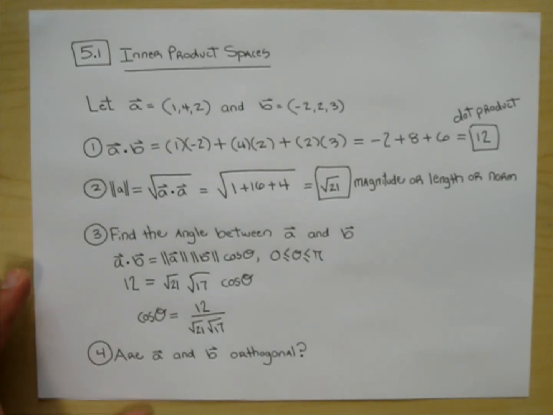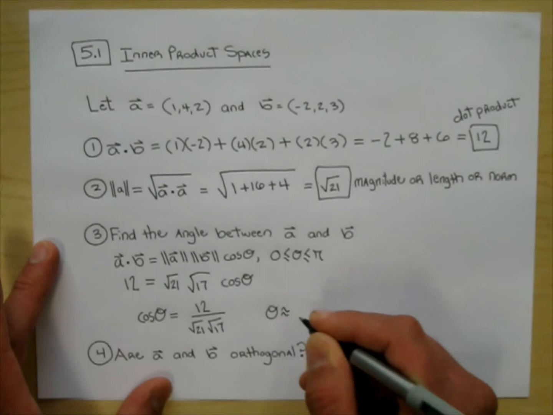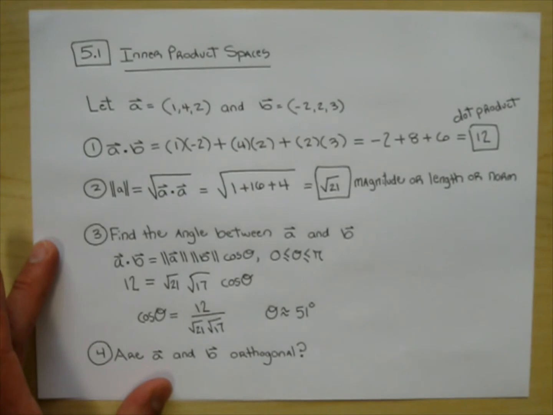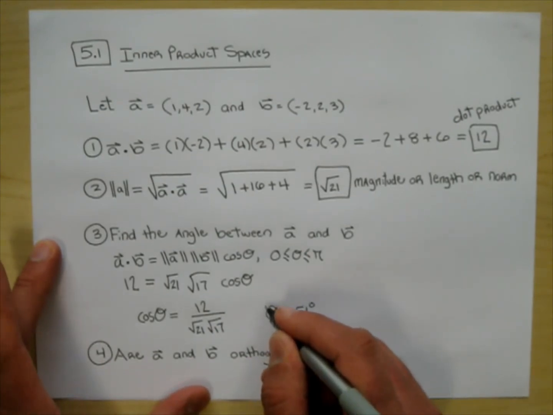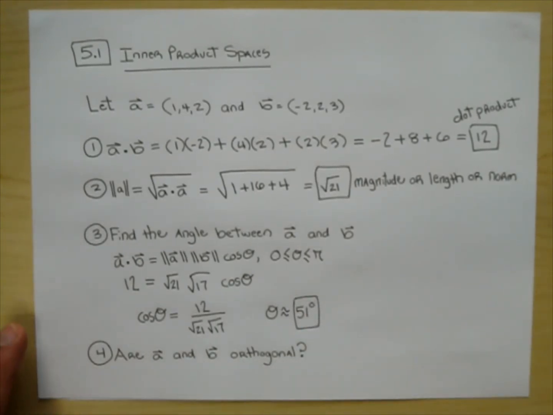And this may be the first time you actually have to use a calculator in this class, because you're going to hit the cosine inverse. I'm going to look for this answer in degrees, so put your calculator in degrees, and I will round to the nearest degree. So when I punched this into my calculator, I got theta was approximately 51 degrees. So the angle between A and B is about 51 degrees.